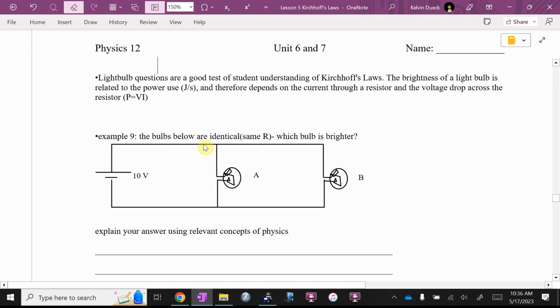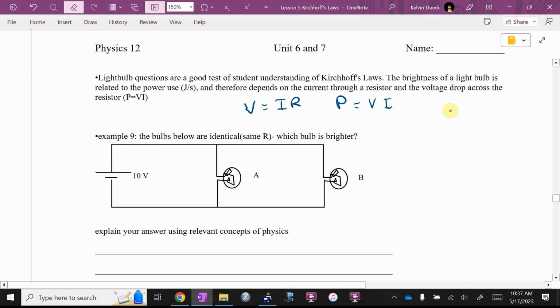Example 9 says the bulbs below are identical, same R. Which bulb is brighter? You can do these by making up numbers, and if it's a really complicated one, I might be tempted to say, well, if they're the same resistance, I'll let each one be 5 ohms and I'll solve this. But I think we can do this one just using Kirchhoff's laws. We're also going to use the idea that V equals I times R and that power equals V times I.